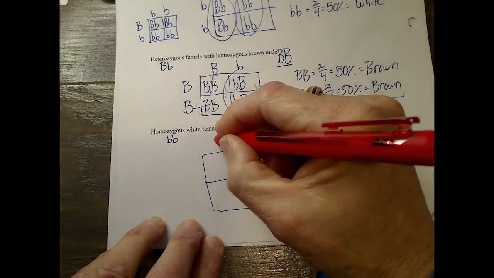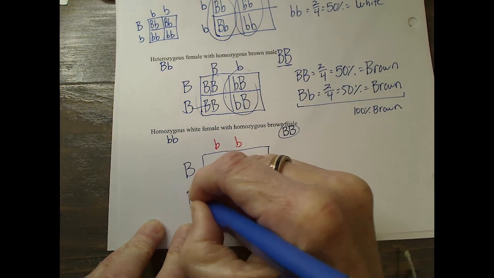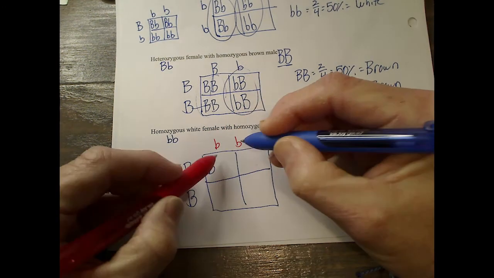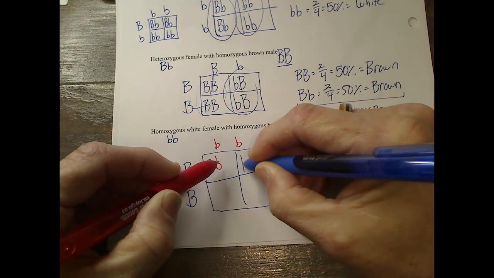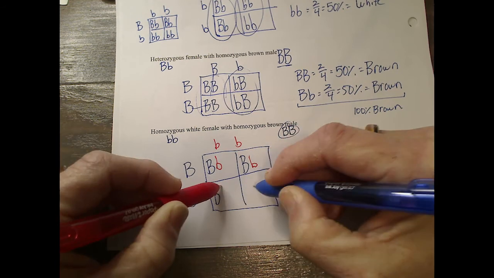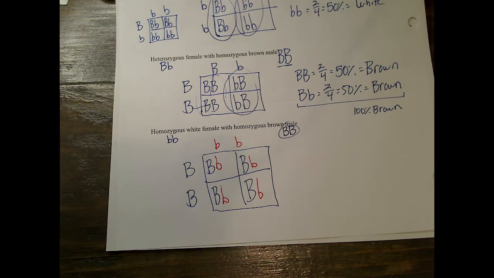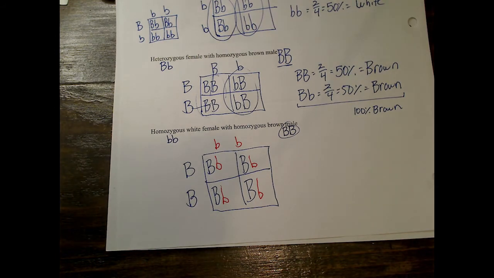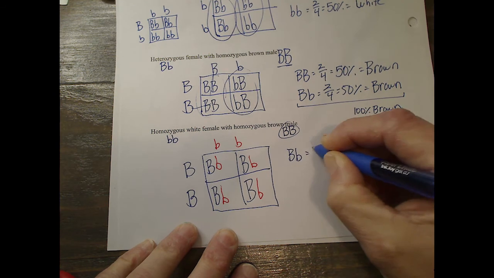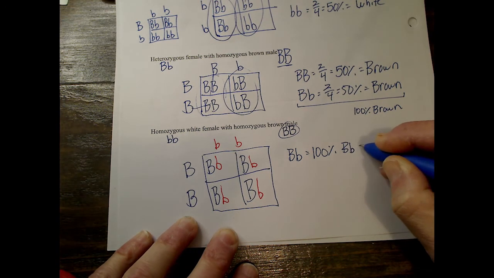First one goes on top. Second one goes over here. All right, so we have a big B and a little b, and a big B and a little b, and a big B and a little b. All right, and in this case, we end up having all of them are big B, little b, so 100% big B, little b, which is brown.